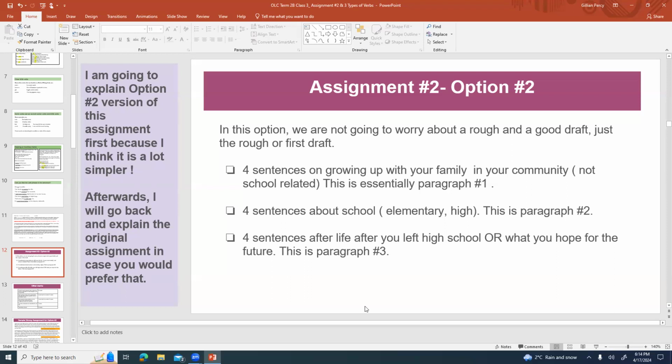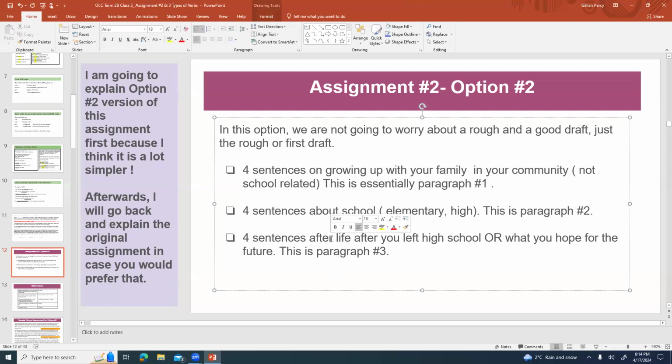Then you're going to write 4 sentences about school. It can be elementary or high school or both. That's paragraph 2. And then finally, you're going to write me 4 sentences about life after you left high school, or what you hope for in the future. I know if you're doing this course, you're technically in high school, but I know a lot of people have gone on, they're married, they've got kids, that kind of thing.